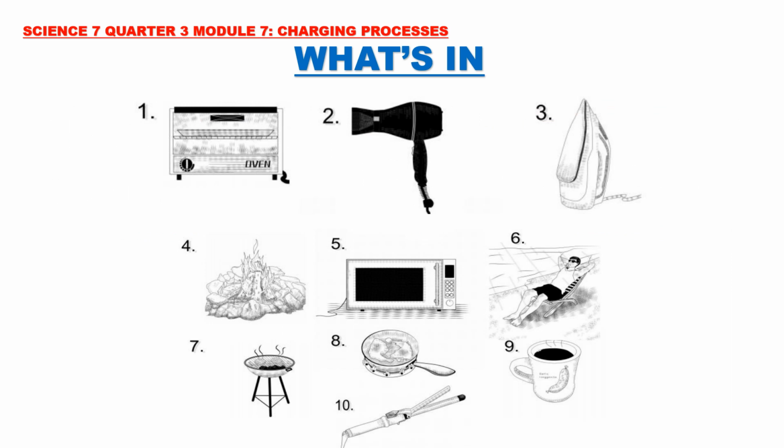So here are our illustrations for what's in. Number 1, oven toaster. 2, hair dryer. 3, a flat iron. 4, bonfire. 5, microwave oven. 6, a man sunbathing. 7, charcoals burning. 8, chicken being cooked in a frying pan. 9, a hot steaming tea. And number 10, we have an iron curler.